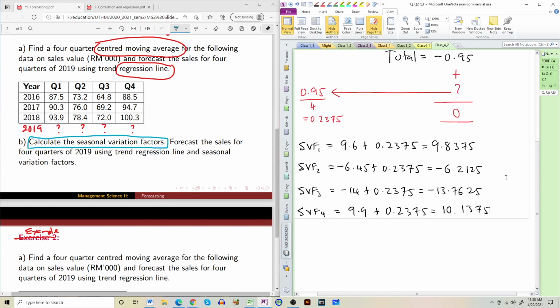This would be your seasonal variation factor, and if you want to double check, you plus this, you will get 0. So we have computed seasonal variation factor for each quarter.